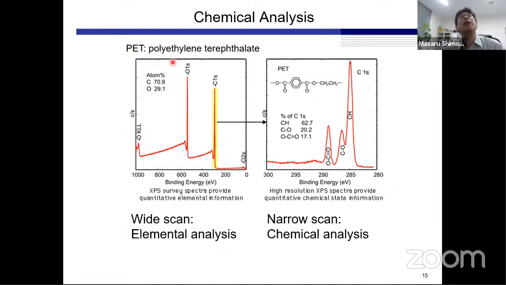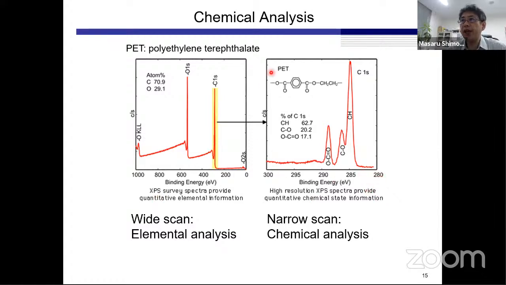And then let me explain about the chemical analysis. This is a very important feature of XPS. This is the XPS of polyethylene terephthalate, PET, a very widely used material. And this is a wide scan. This wide scan is used for elemental analysis. For example, here we observe the O2s peak, carbon 1s peak, O1s peak, and O KLL Auger peaks. So we only observe carbon and oxygen in the spectrum.